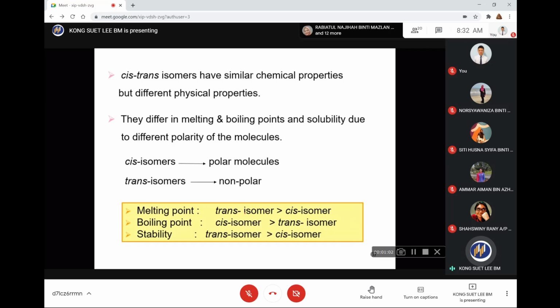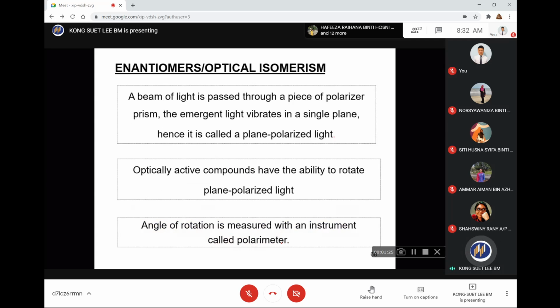We have to know the properties of cis-trans isomers. They differ in melting and boiling point. The cis isomer is a polar compound, and the trans isomer is a non-polar compound. That's why the melting point for trans is higher than cis, and the boiling point for cis is higher than trans. For stability, trans is more stable than cis. So you have to know how to explain this.